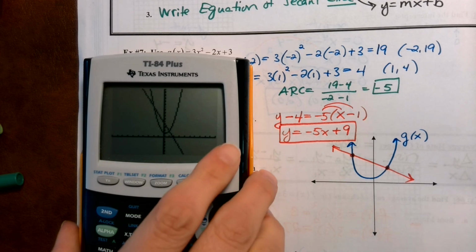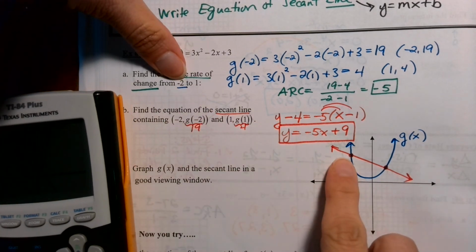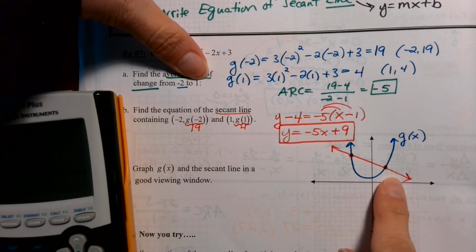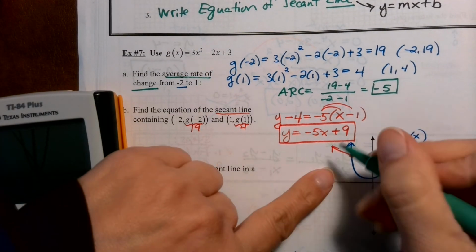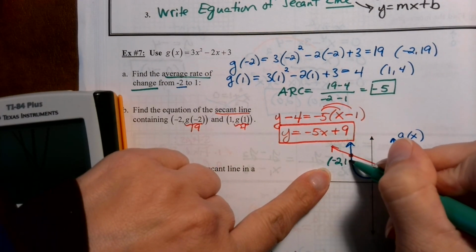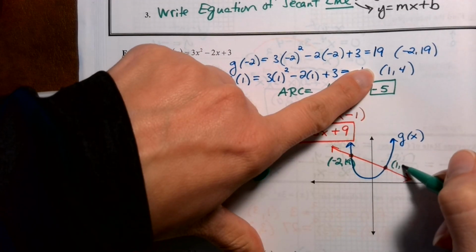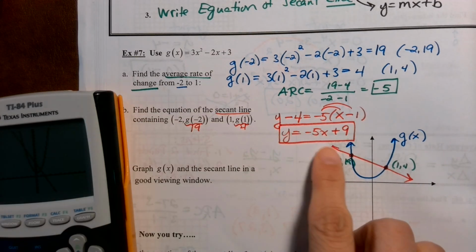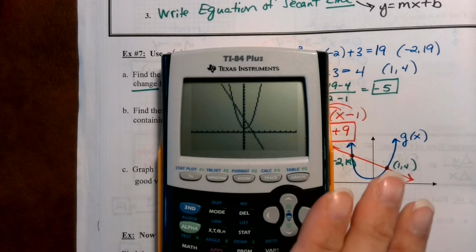Now, what's happening? This question said find the average rate of change from -2 to 1. Okay, so this first point that I found over here was -2, 19. And then the second point was 1, 4. And I think this is the line that's going between them. Okay, but we're going to check with our calculator.